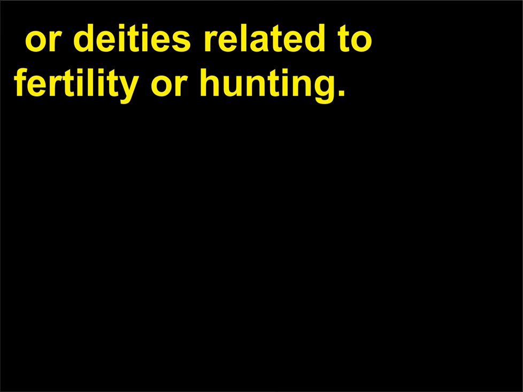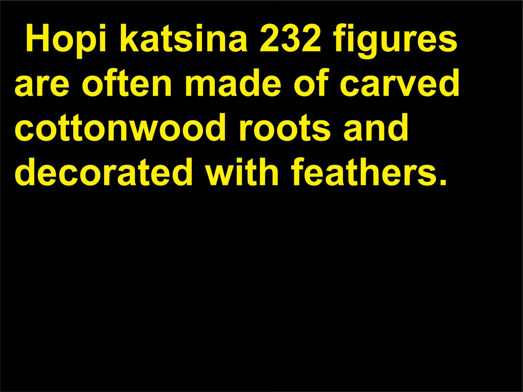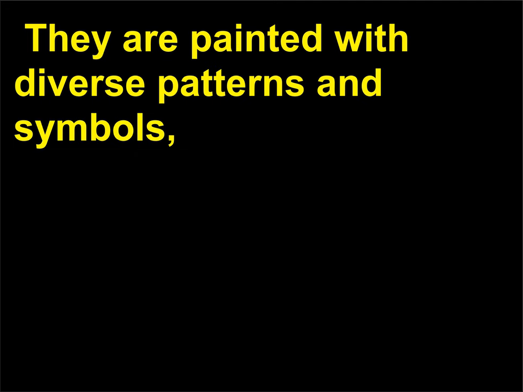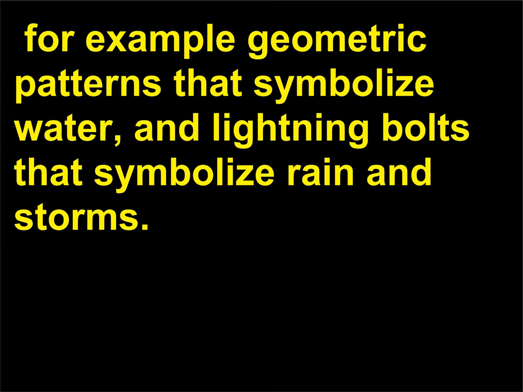Hopi Katsina figures are often made of carved cottonwood roots and decorated with feathers. They are painted with diverse patterns and symbols. For example, geometric patterns that symbolize water, and lightning bolts that symbolize rain and storms.